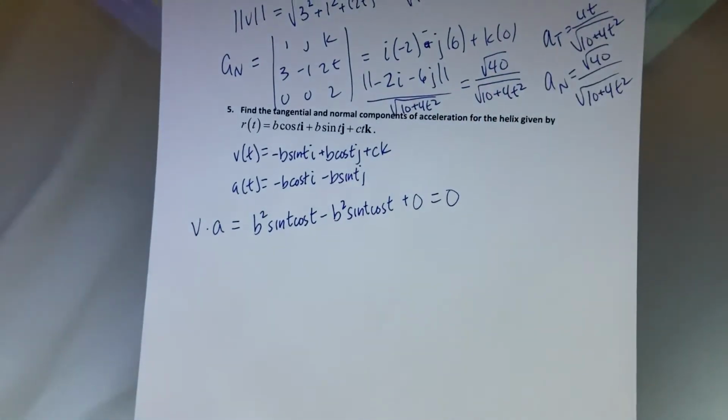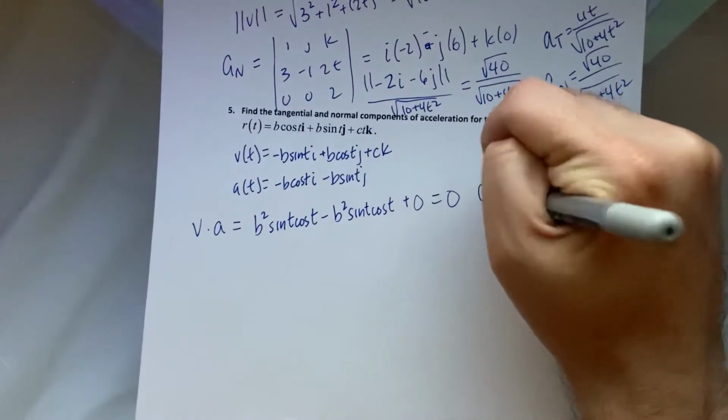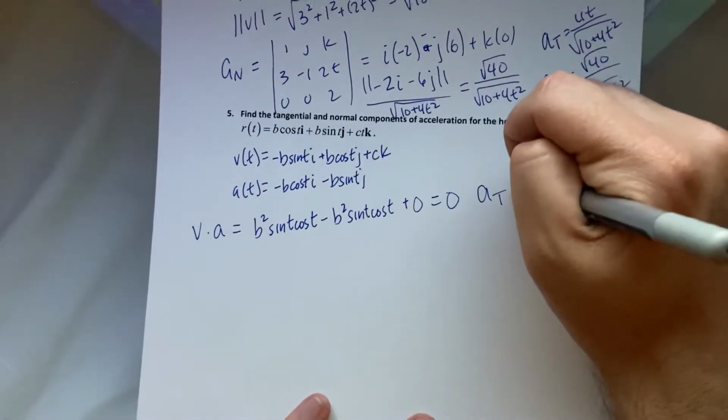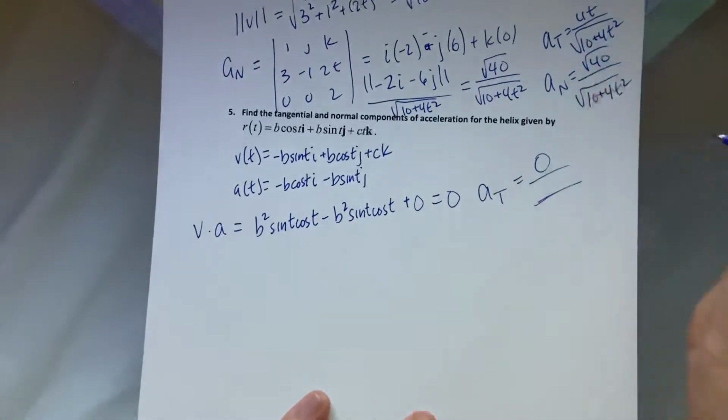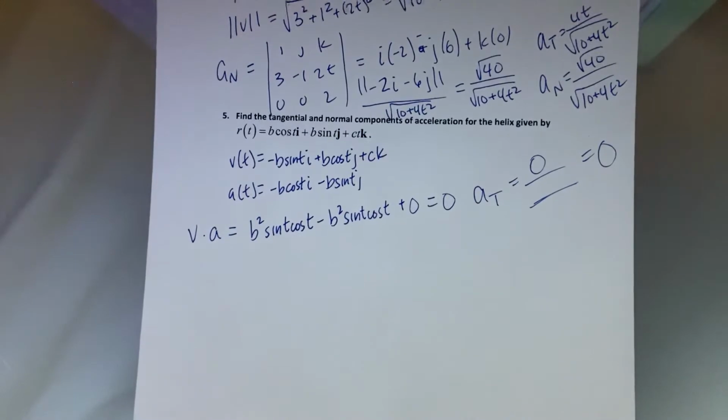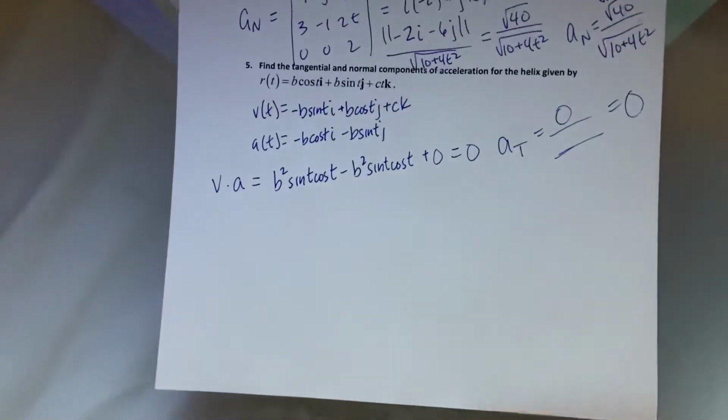What does that mean? That means the numerator for my a sub t, so my tangential component of acceleration, is 0. It's 0 divided by something, but 0 divided by anything is 0. That means my acceleration, the vector working in the tangential direction, is 0, which means the entire magnitude of my acceleration. If one of them is 0, the other one is the entire magnitude of the acceleration.